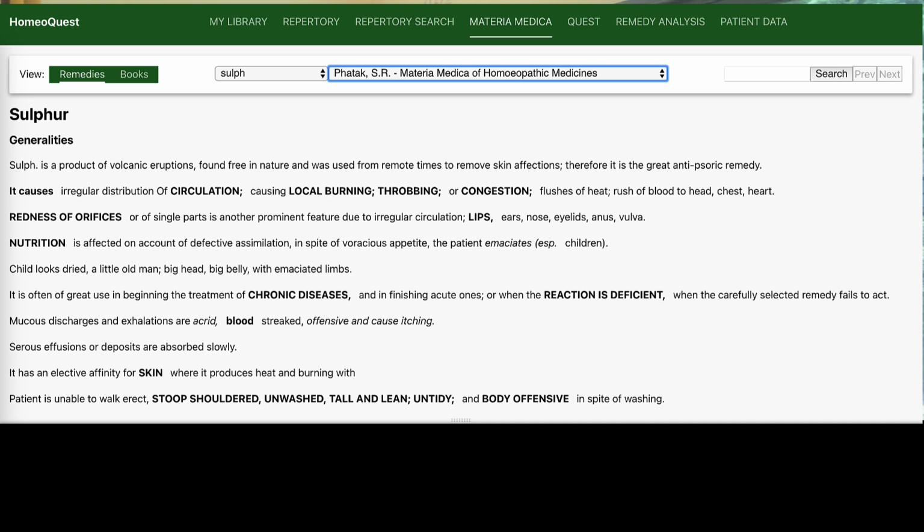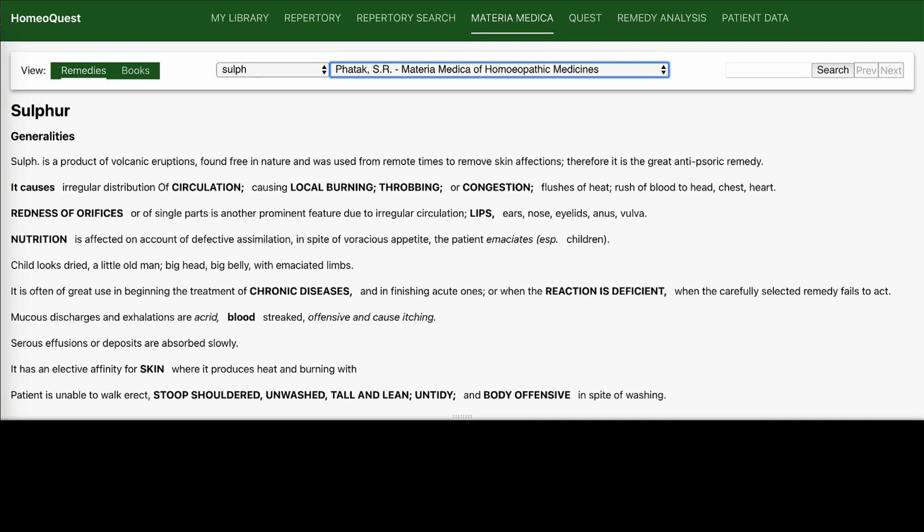The child looks dried up, a little old man with a big head, belly, and emaciated limbs, with defective nutrition and metabolism. This particular part is a pre-diabetic state. It is a tubercular state. So you can see every symptom is a different miasmatic pattern.